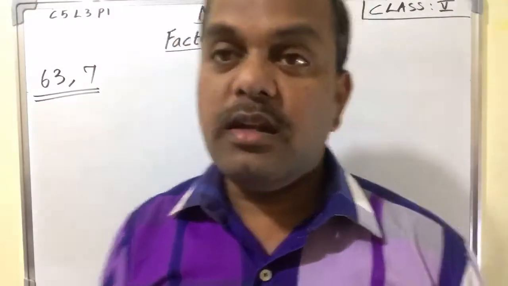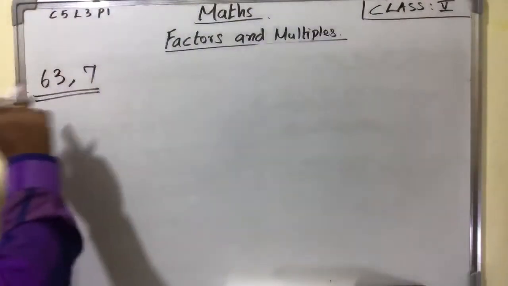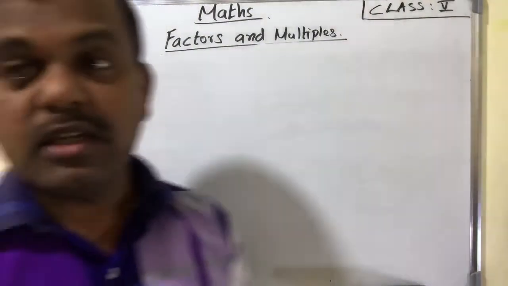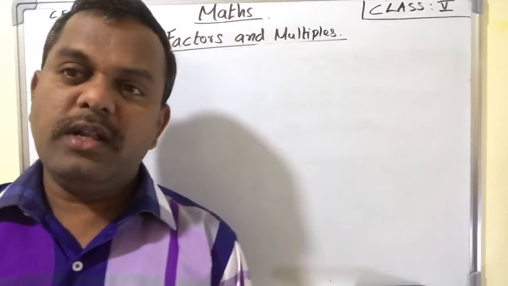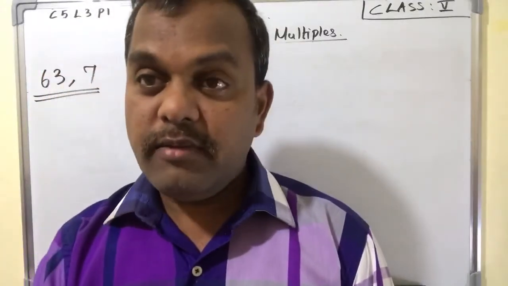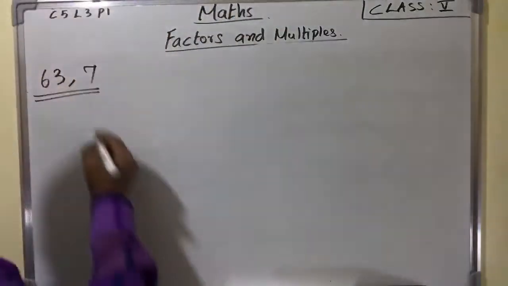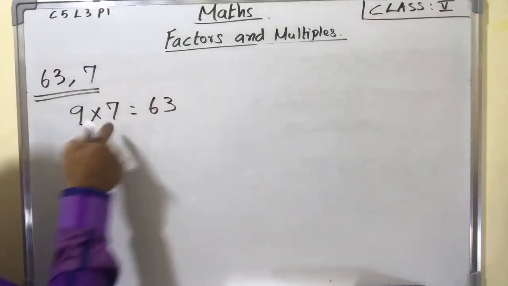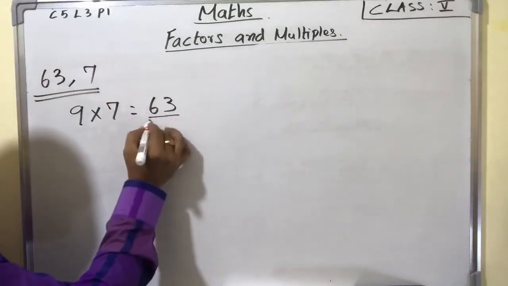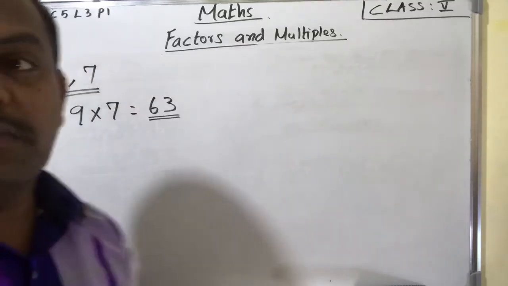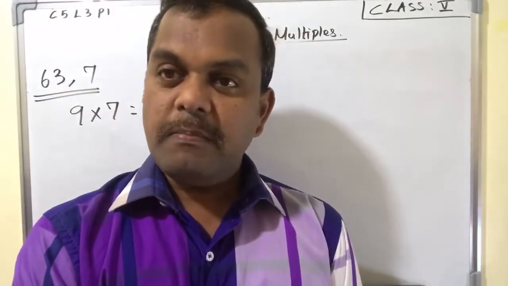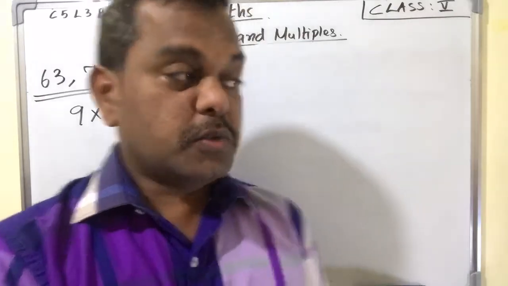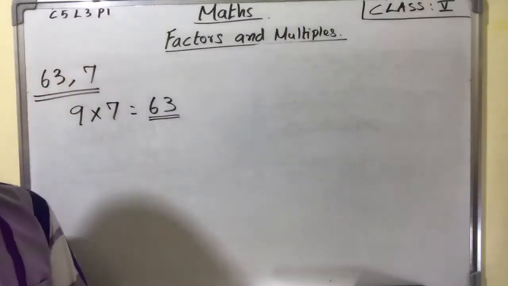Okay, 63 and 7. Say table 7. 1 7 is 7, 2 7s are 14. If you are telling like this, 9 7s are 63. 9 7s are 63. So 63 is a multiple of 7. Understood? Next question.